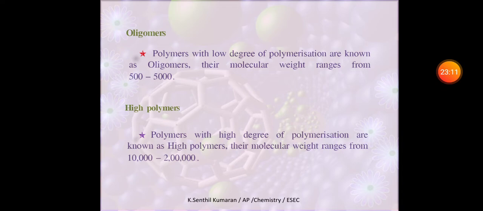Okay, you know the difference between oligomers and high polymers. Oligomers means the degree of polymerization is low. High polymers means the degree of polymerization is high. The range for oligomers is 500 to 5000 units. In high polymers it is 10,000 to 2 lakh units.